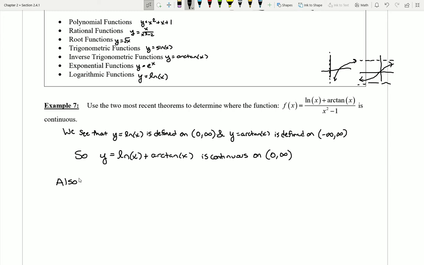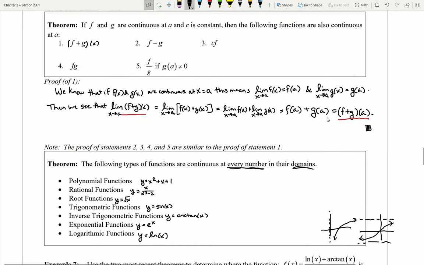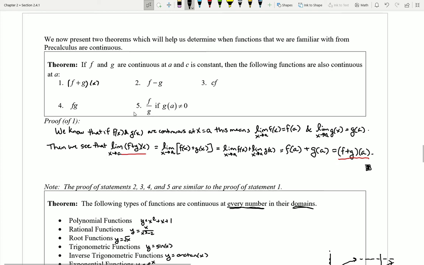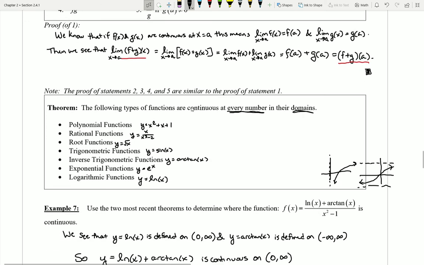We can see that y equals x squared minus 1 is continuous on negative infinity to infinity. There's no value that's a problem to plug into that function. However, since I'm going to divide these two functions, I should be careful of any value of x that makes the denominator of my fraction 0, right? That's kind of like what property number 5 up here is saying. If you're going to divide two things, make sure the bottom thing doesn't turn into 0.